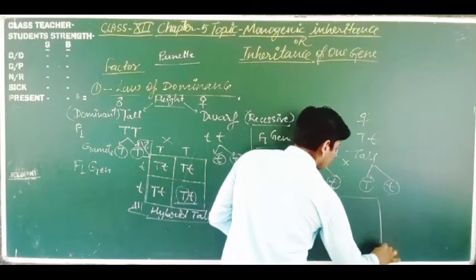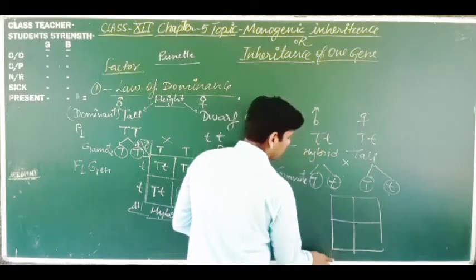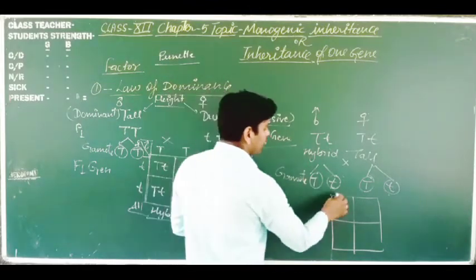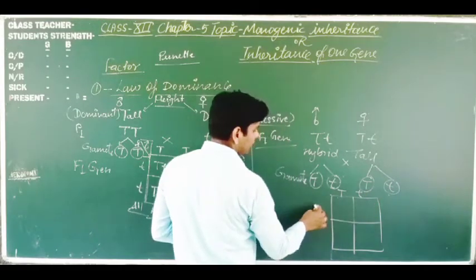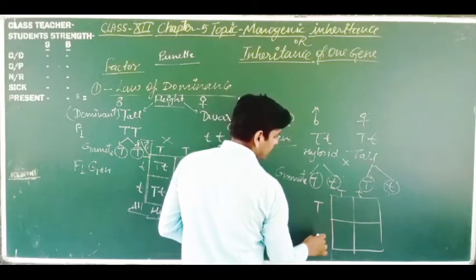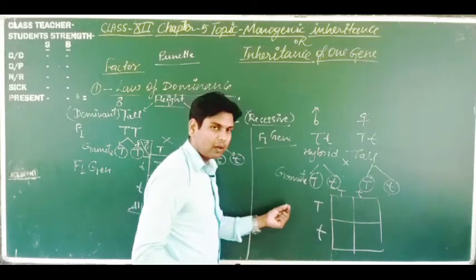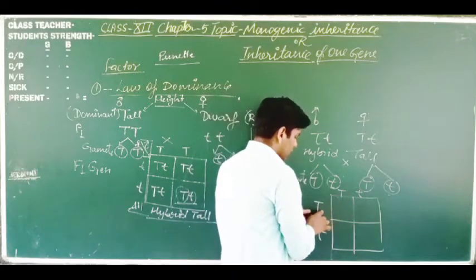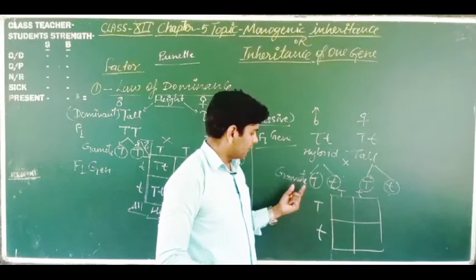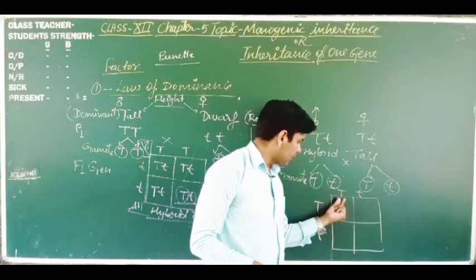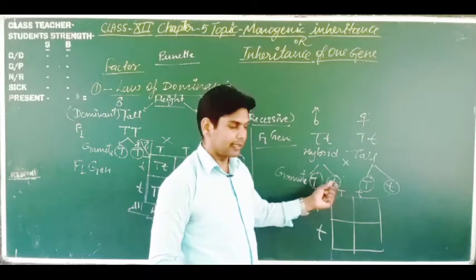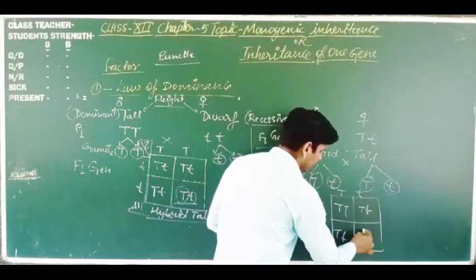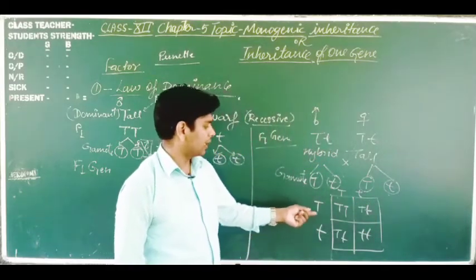So let's draw the checkerboard. 2 columns and 2 rows, due to the 2 gametes in a single parent. Here we put the male gametes, capital T, small t, and here we put the female gametes, capital T, small t. Now let's make the combinations of these gametes or alleles. The first will fuse with this one, so capital T, capital T, capital T, small t; here capital T, small t, small t, small t. Dear students, you are looking here.